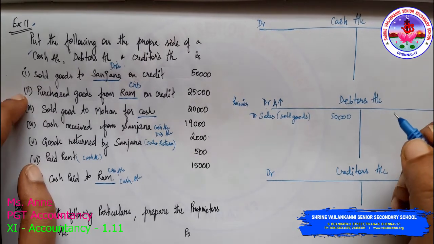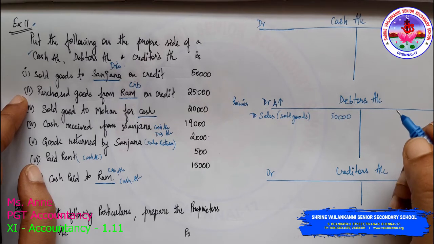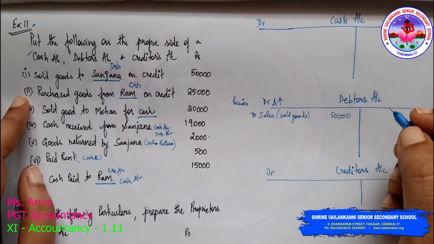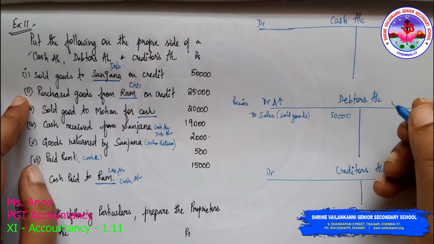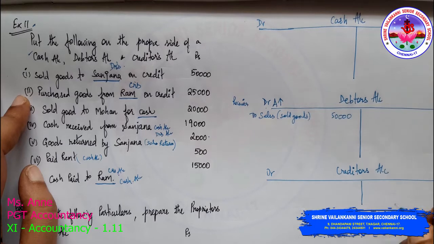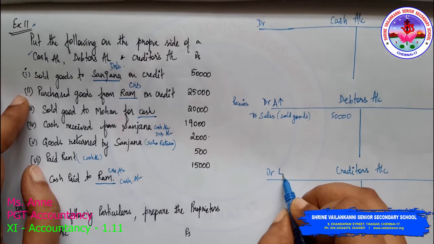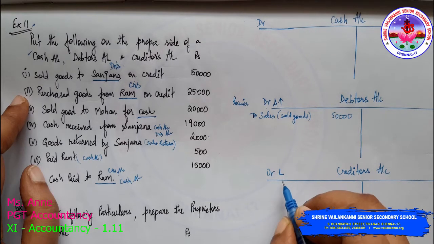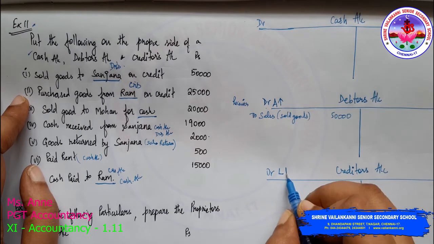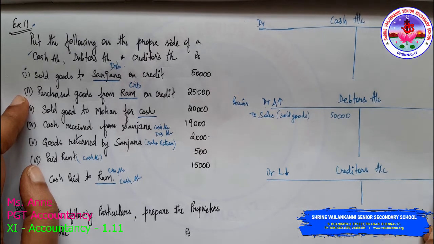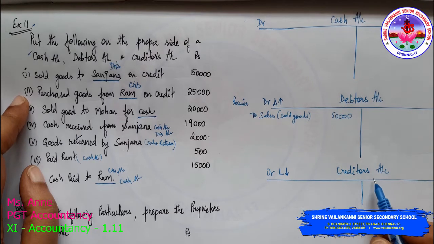50,000. The second transaction is purchased goods from Ram on credit. Now purchased goods from Ram. Ram is a creditor. Now it is an opposite effect, right? Creditors is a liability. Liability, if it is decreasing, you need to debit it. If liability is increasing, you need to credit it. It is also a personal account.